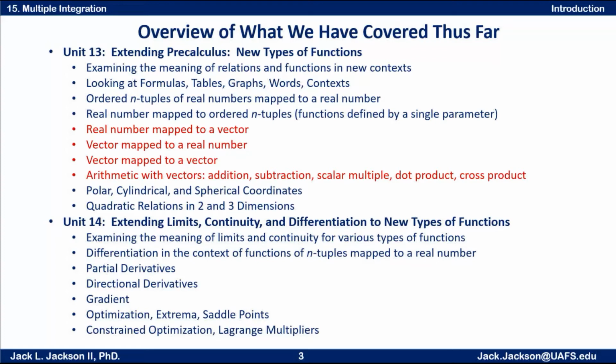And we talked about how to talk about limits and continuity for them, but then also about differentiation in the context of these functions mapping ordered n-tuples to a real number. So then we talked about partial derivatives and directional derivatives and the gradient vector, and the gradient vector function, and the gradient vector is a single constant vector too. Optimization, extrema, and saddle points were some of the applications of those, and then we also did some constrained optimization problems as well, with one of the tools being Lagrange multipliers. So that was our Unit 14.